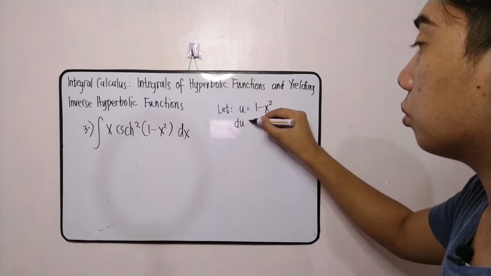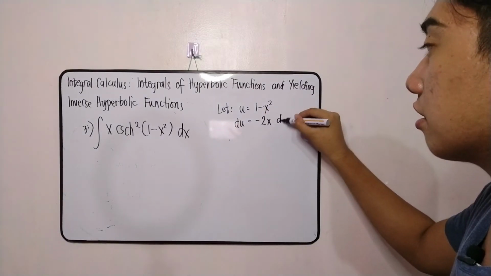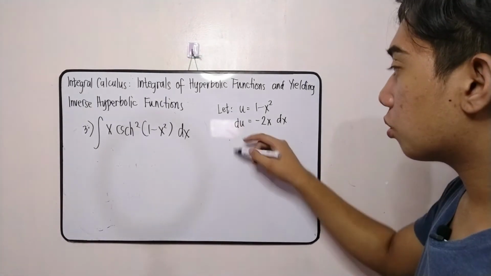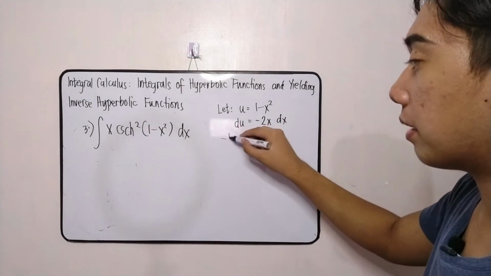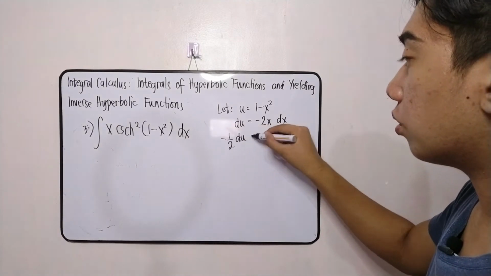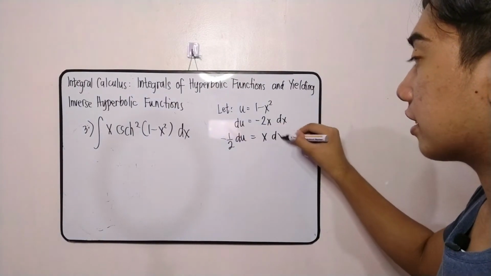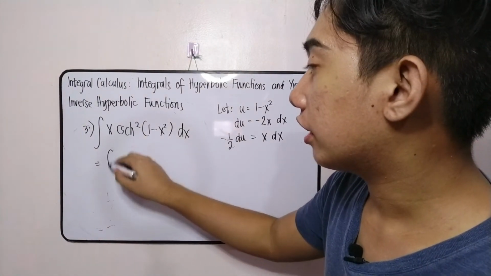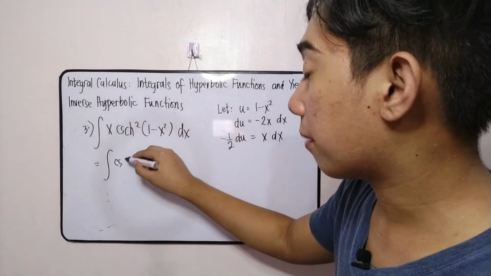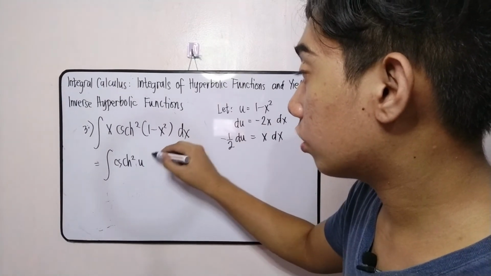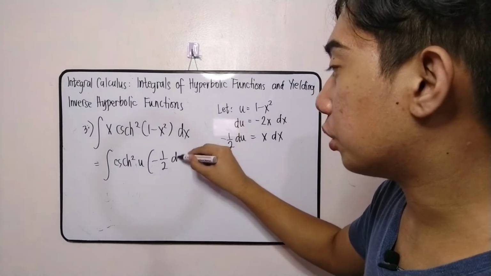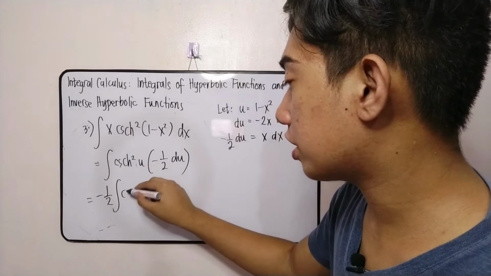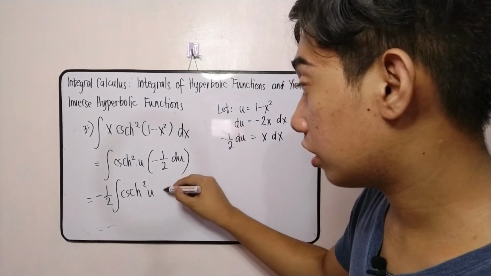Then, du is equal to negative 2x dx. And there's no negative 2x dx here. So, we will divide both sides by negative 2. So, this becomes negative 1/2 du is equal to x dx. Now, we have all the values, then we can plug in. So, the integration of hyperbolic cosecant squared u times negative 1/2 du. So, negative 1/2, the integration of hyperbolic cosecant squared u du.